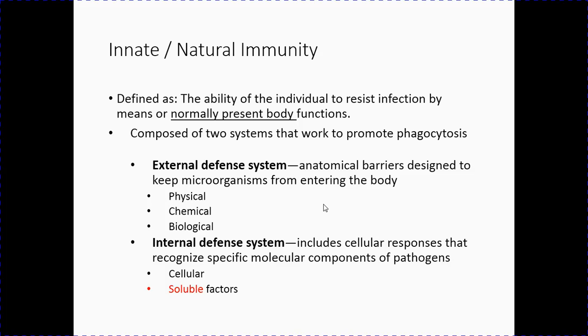The innate immune system is comprised of two systems that work together to promote phagocytosis. The external defense system is really the anatomical barriers designed to keep microorganisms from ever entering the body. Keep them out, they can't do any damage. But if a pathogen happens to break through the host's external defenses, it falls on the internal defense system as the next line of defense. This includes some cellular responses of phagocytic cells to recognize very specific molecular components of pathogens, and it could generate either a cellular or a soluble factor response.